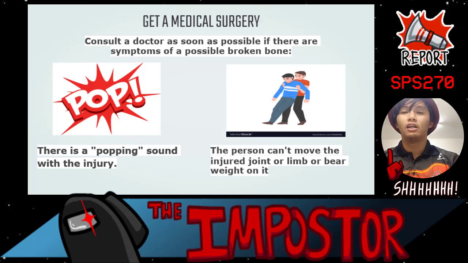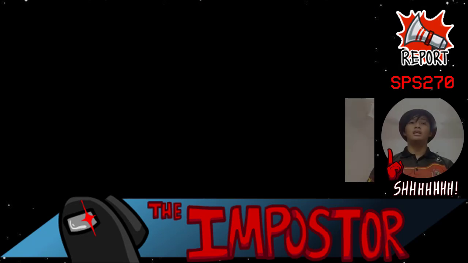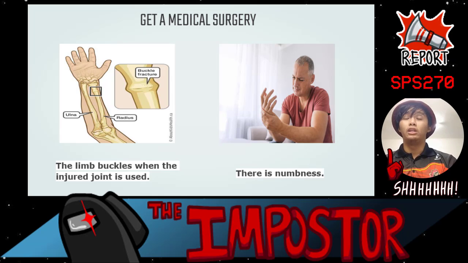Okay. Second, the person cannot move the injured joint or limb or bear weight on it. Means if they have an ankle sprain, an injured ankle, then they cannot do inversion or eversion. You should bring them to see a doctor as soon as possible. Okay. Third, the limb buckles when the injured joint is used. Lastly, there is numbness in the injured part.